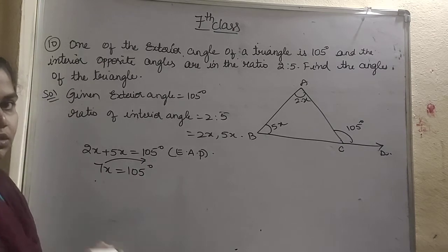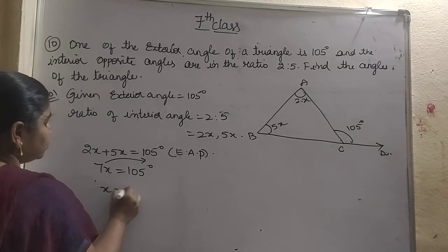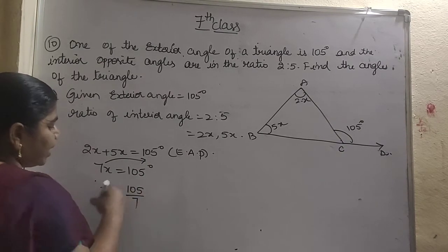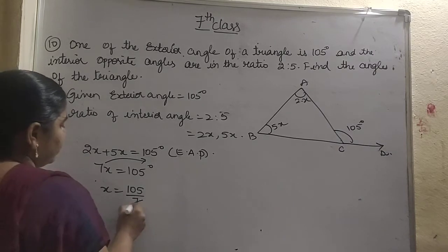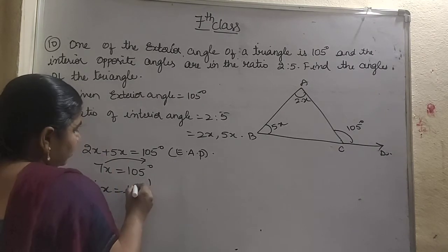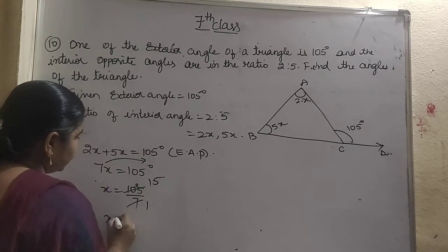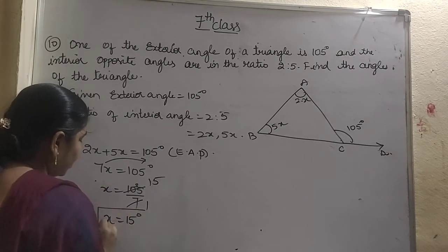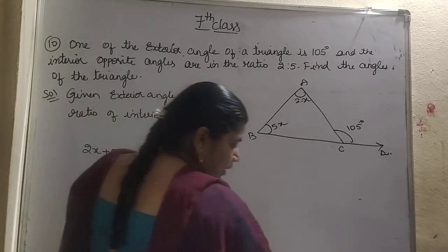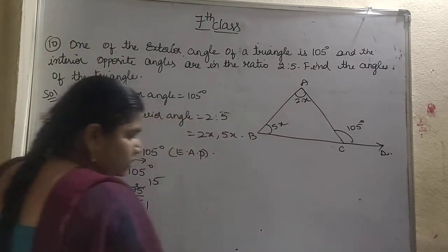Transpose the 7 to other side, that will be converted to division. So x is equals to 105 by 7. So 7 ones 7. Here 3 will be remaining. 7 5s are 35. So x is how much? 15 degrees. So what is the x value? X value is 15 degrees.